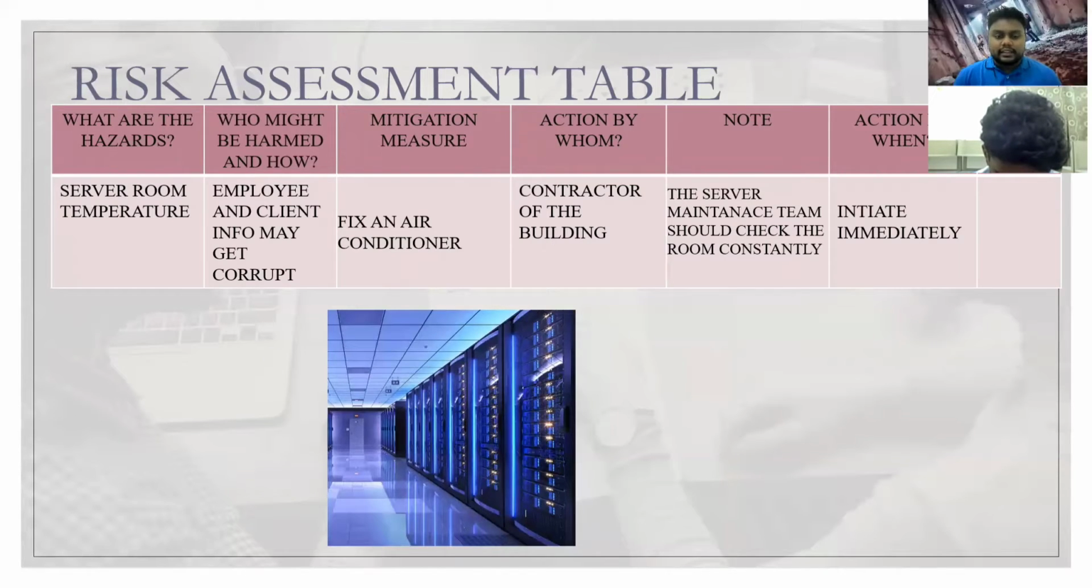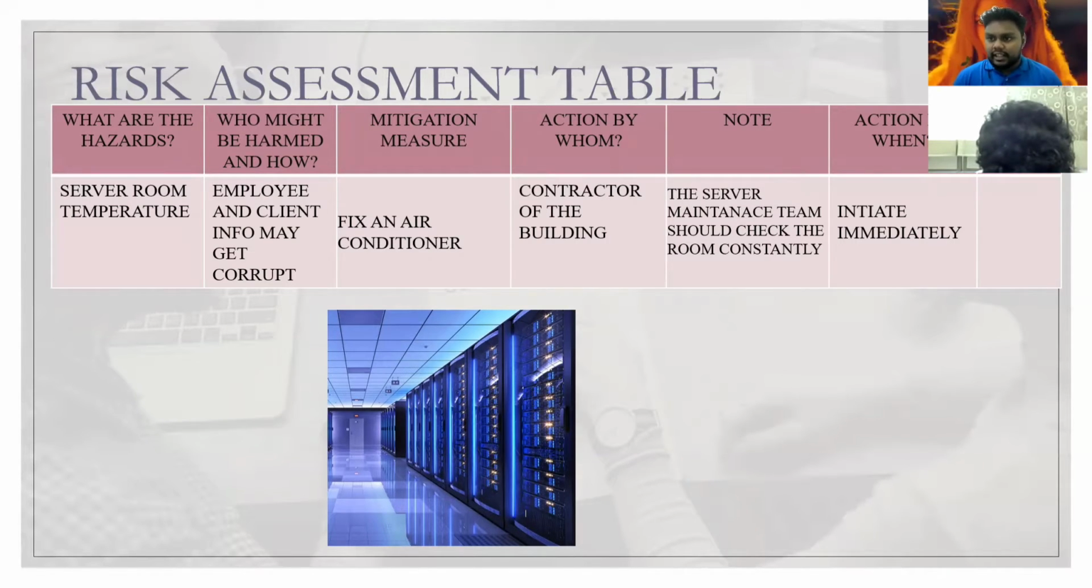The next one is server room temperature. As you know, the company is a financial company, so the company might store some clients' data. The data will be stored in the server, so the server room always needs to be in a cool condition. Who might be harmed and how? Employee and client info may get corrupted. If the server room temperature is hot, the server might get damaged. When the server gets damaged, all of the employee and client personal information might get corrupted.